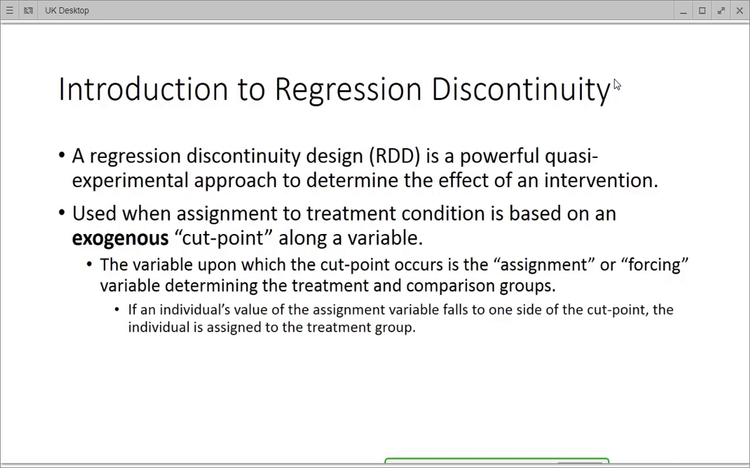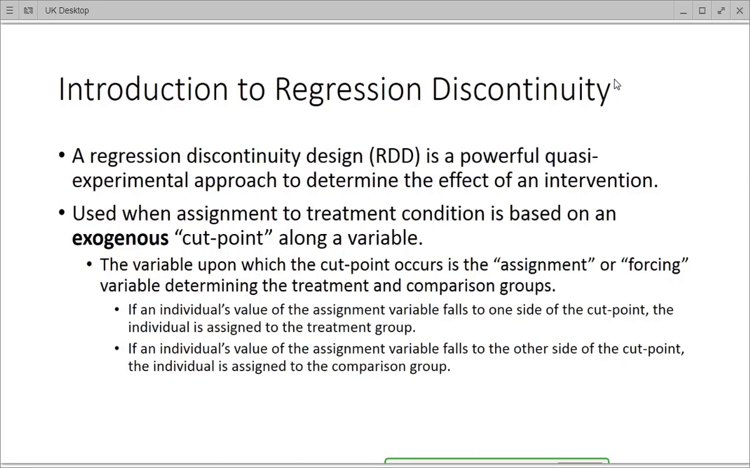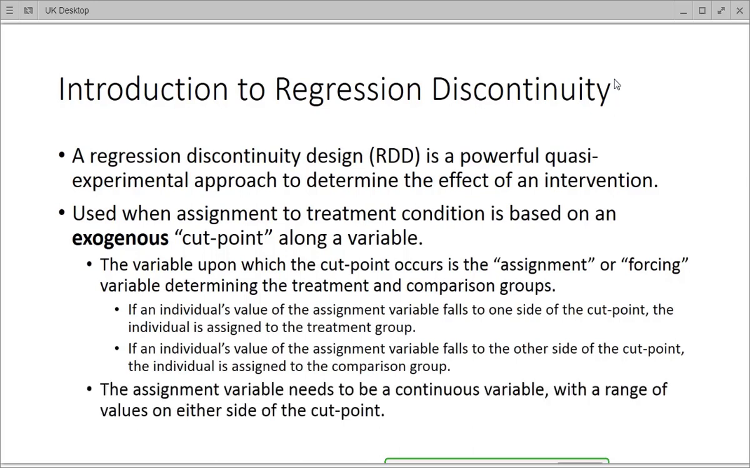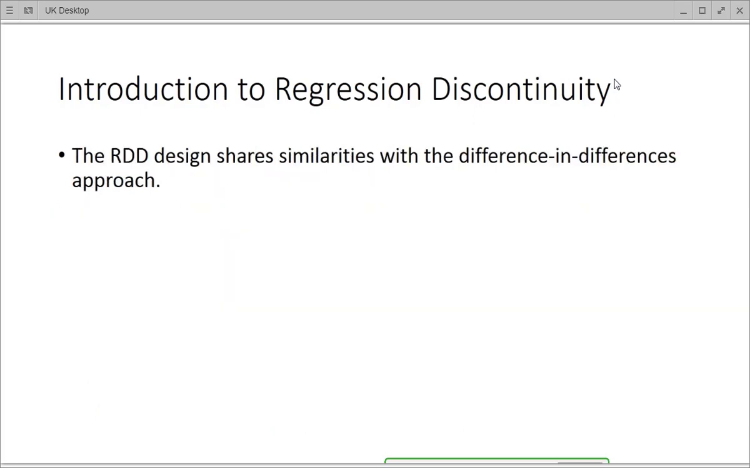So if an individual's value of this assignment or forcing variable falls to one side of the cut point, they may be assigned to a certain treatment. We'll talk about some examples of this. If they're assigned to the other side, they would be part of the comparison group. And what we're talking about on this assignment variable is a variable that spans a continuum of values whereby a certain value serves as the cut point. So it's a continuous variable that we're talking about.